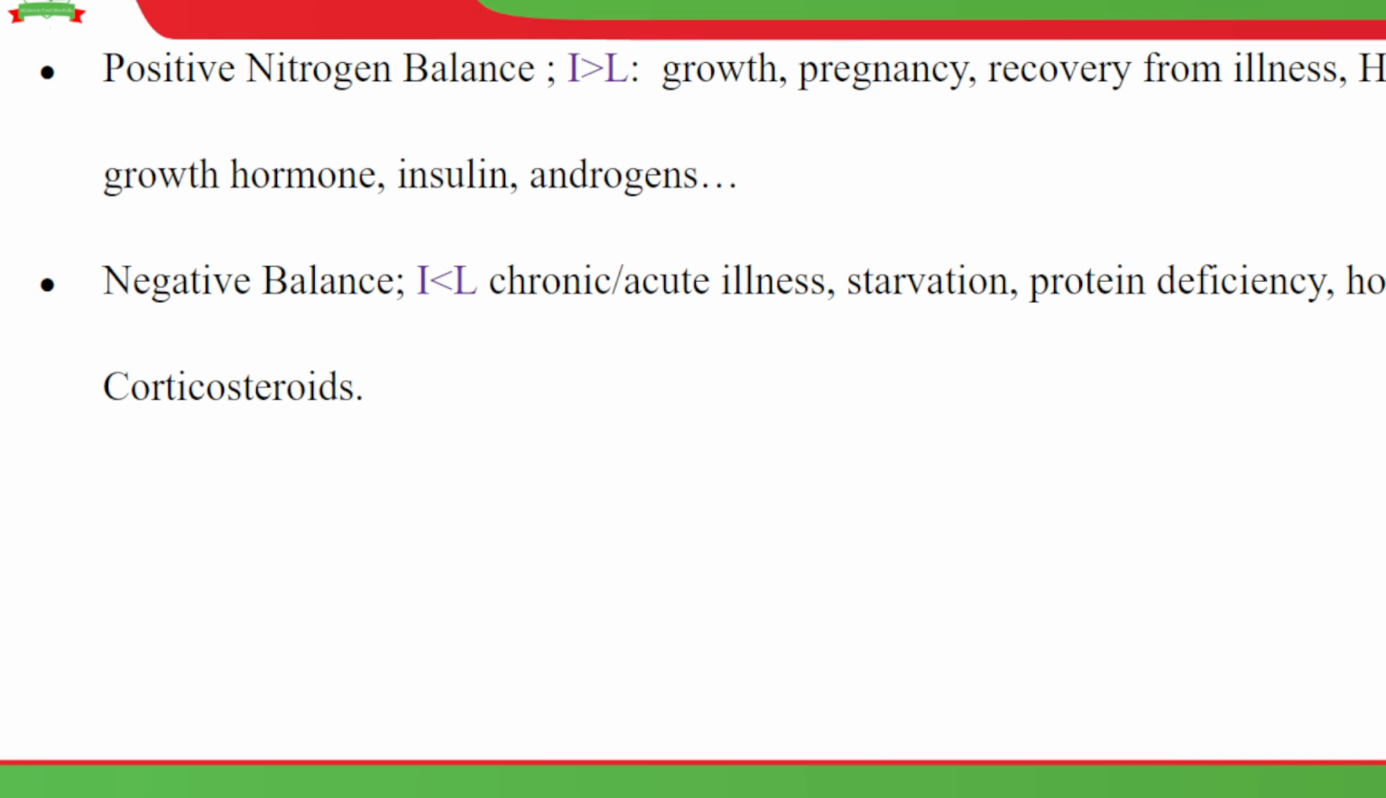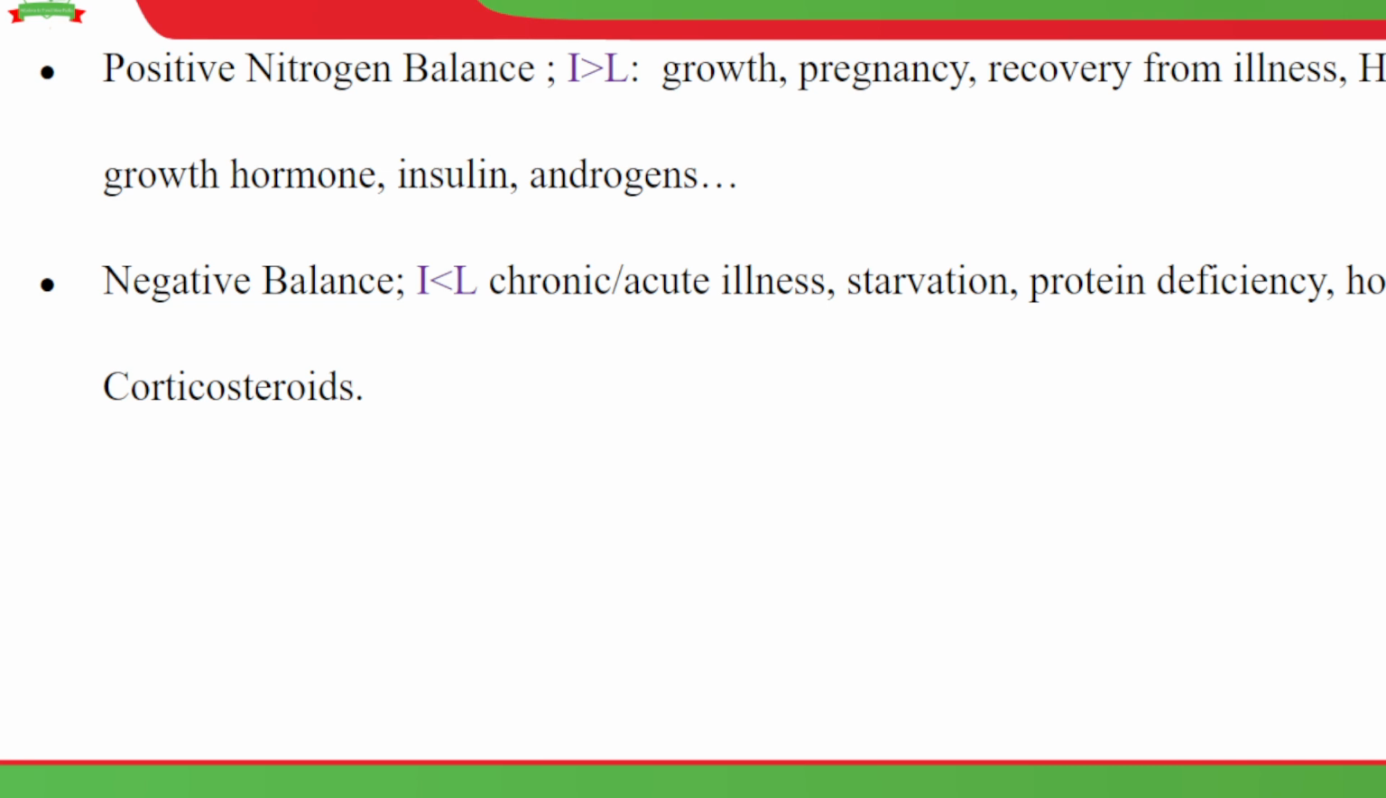You will need more of this. So you will take in a lot, you will lose less, and much of it will be utilized for the process of recovery. Then hormones, we have growth hormones, insulin and androgens. These are also some of those things that end up increasing the utilization of these proteins for the different mechanisms instead of losing them. So you end up having a positive nitrogen balance.